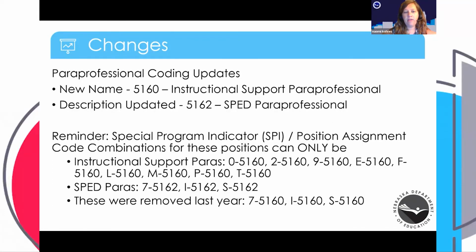And then as a reminder, last year we removed some of the SPI, or special program indicator, codes off of those instructional paras. So 75160, I5160, S5160, those are gone. You cannot use those. So the only combinations you can use for the instructional support paras are listed here. And then your SPED paras are all going to be 7s, Is, or Ss. Those are the only combinations that are going to work.